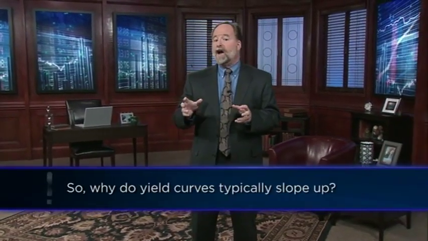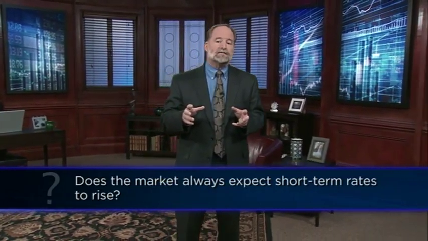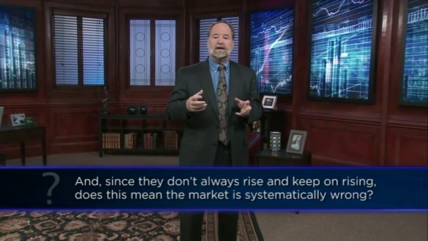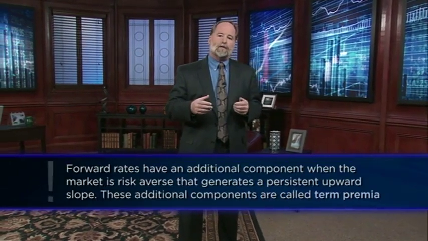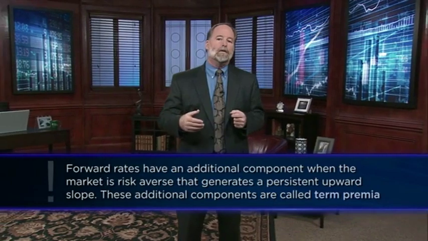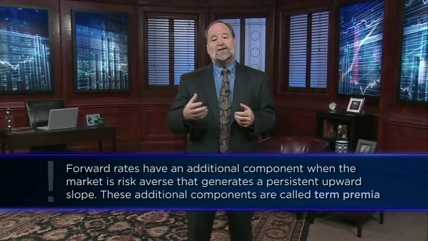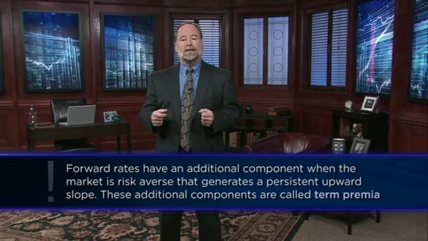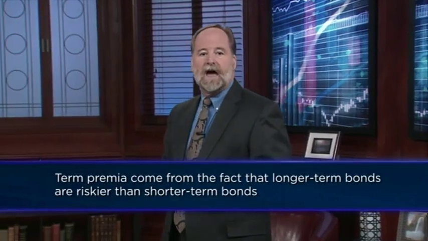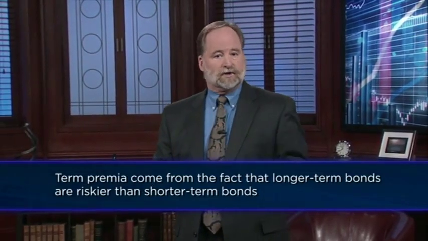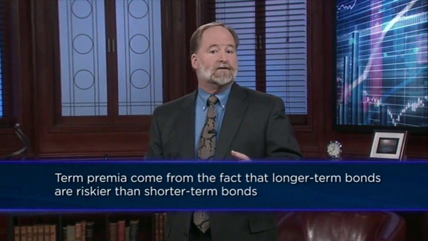We have seen that in a risk-neutral world, forward rates are expectations of future spot rates. So why do yield curves typically slope up? Does the market always expect short-term rates to rise? And since they don't always rise and keep rising, does this mean that the market is systematically wrong? The answer is that the forward rates have an additional component when the market is risk-averse, and that additional component generates the upward slope. These additional components are called term premium. Term premium comes from the fact that longer-term bonds are riskier than shorter-term bonds, that they are hotter potatoes than the shorter-term bonds.